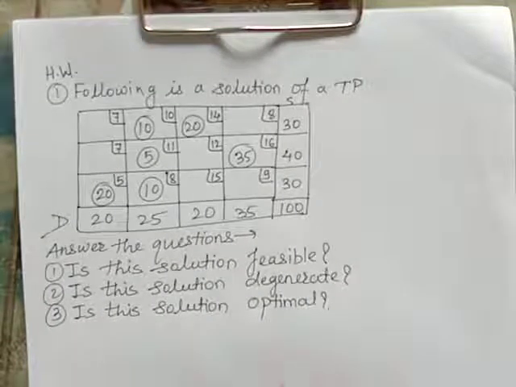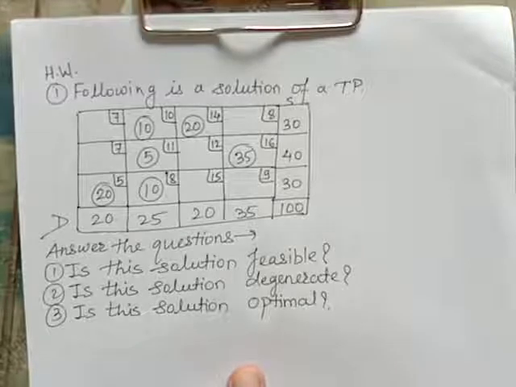Okay, now this is about this video. In the next video we will see optimality for unbalanced TP. Today we have seen all the problems for balanced TP. Now let's see for unbalanced TP.